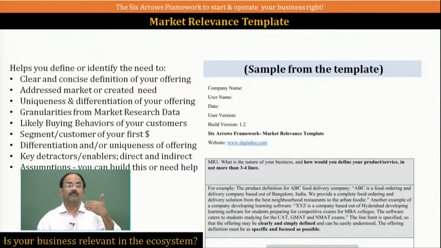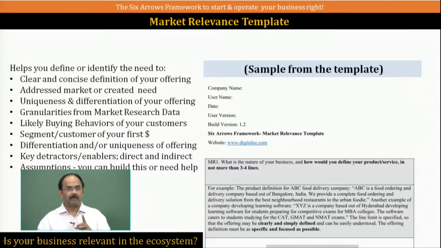Then you profile your customer. What is the likely buying behavior of the customers? When will they buy? Is the price too much? Or more importantly, though the price is affordable, is it possible for them to cough up the money up front? How do you segment which customer to go first, which customer to go last? And what are the detractors about you or your company or your offering? In short, it will question all your assumptions.